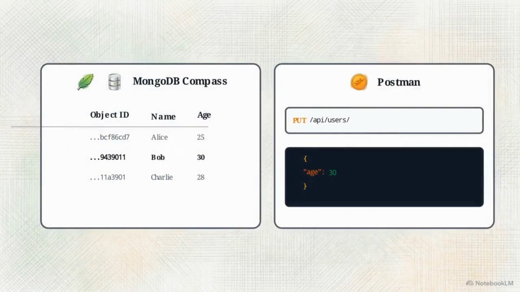Grab an ObjectId from Compass, paste it into your Postman URL, and send a new age value through a PUT request. Refresh the database, and the age updates instantly without affecting the rest of the document.